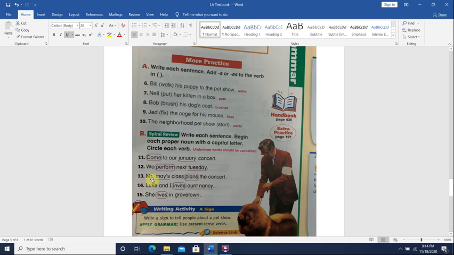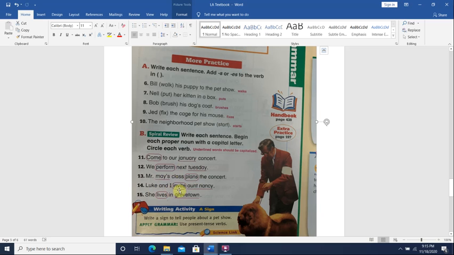Number 13, Mr. May's class plans the concert. Mr. May is the teacher's name, or the man's name. We must capitalize a person's name with capital M. Mr. May's class, what did they do? They plan the concert. Circle plan because it's the verb.